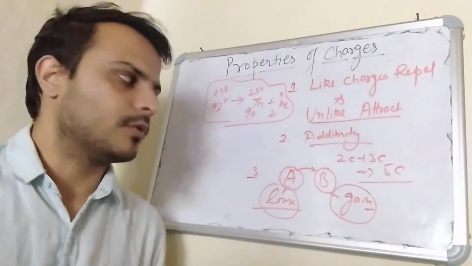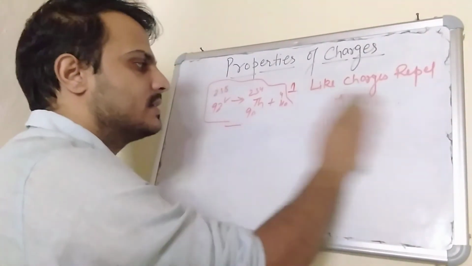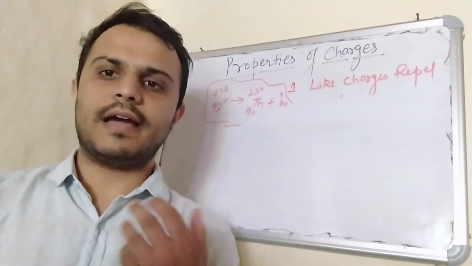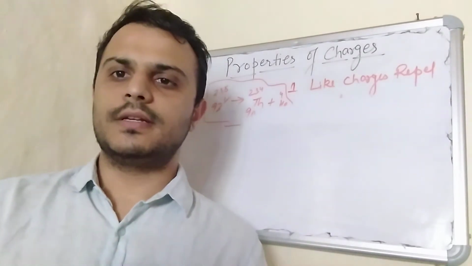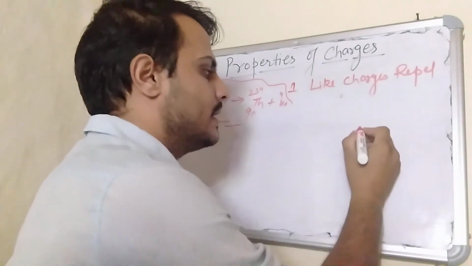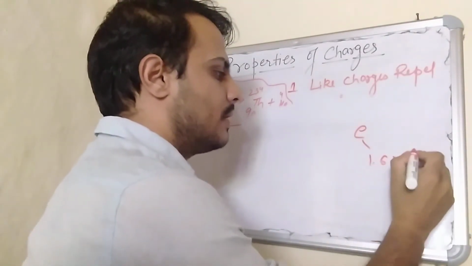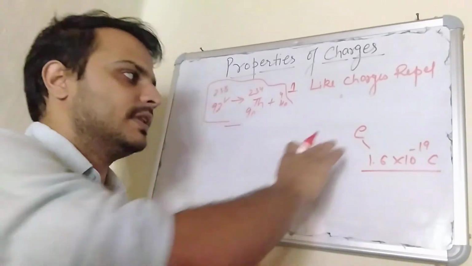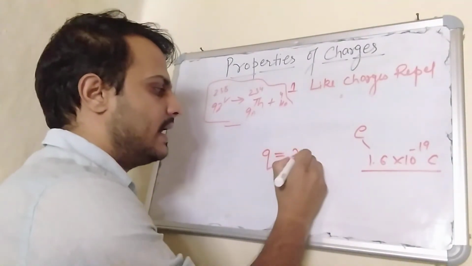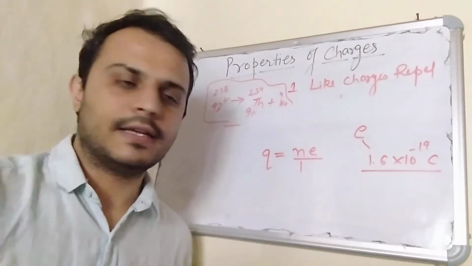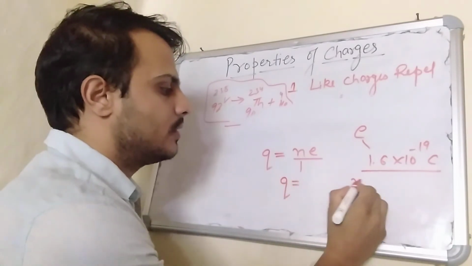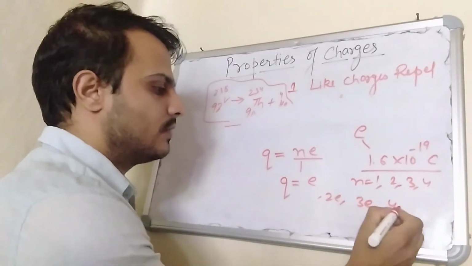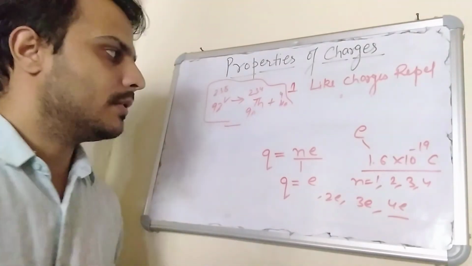Lastly, there is the most important property of charge, known as the quantization of charge. Quantization of charge means that charge is always quantized, so the value of charge is always an integral multiple of the basic unit of charge. The basic unit of charge is small e, and its value is 1.6 into 10 raised to power minus 19 coulomb. Charge always exists in integral multiples of e, meaning q is always n e, where n is an integer. So n equals 1, 2, 3, 4, and the charge will be e, 2e, 3e, 4e. So charge is an integral multiple of the basic unit of charge.